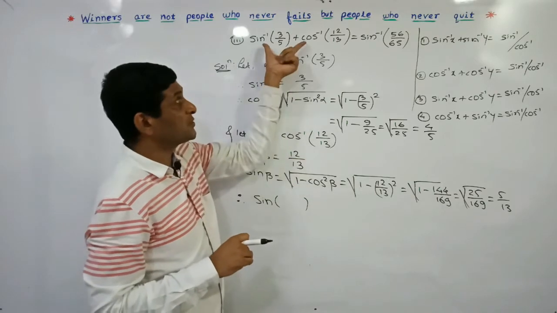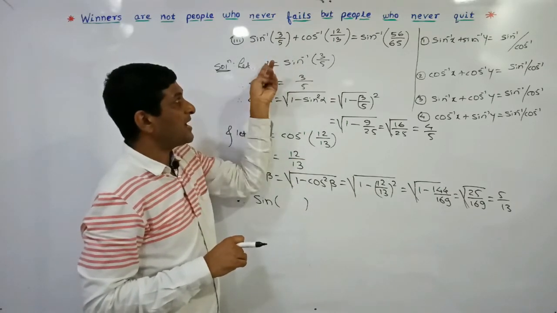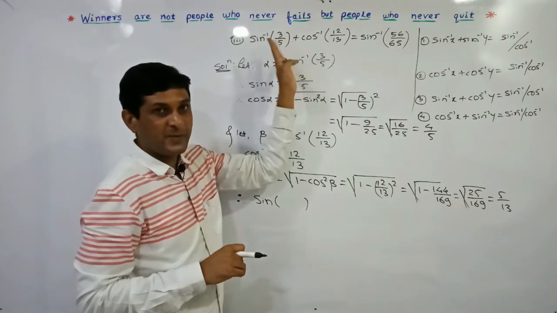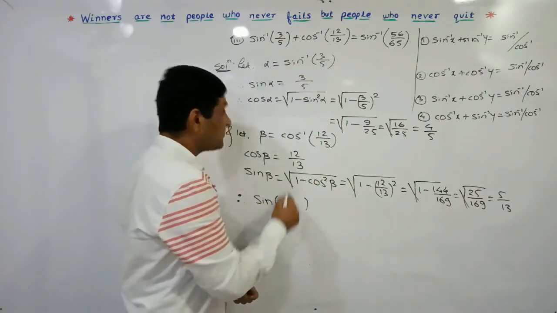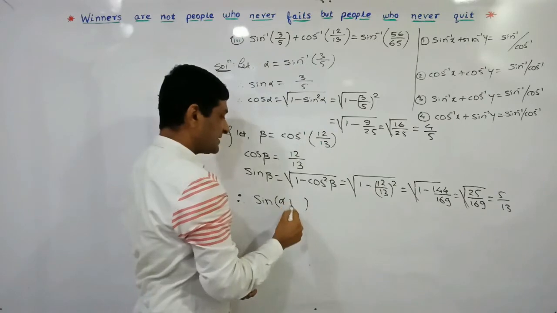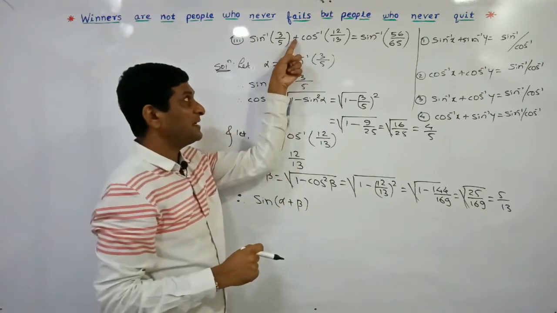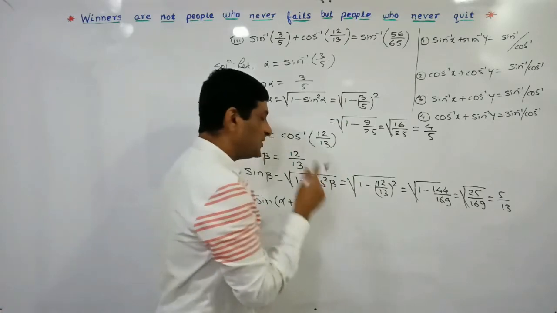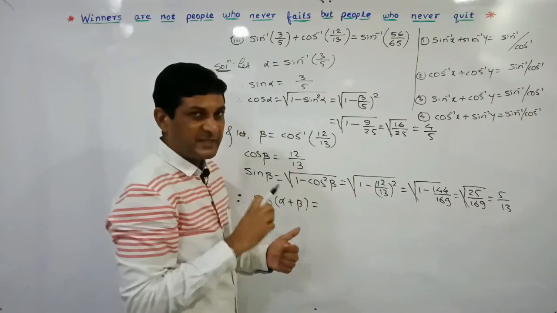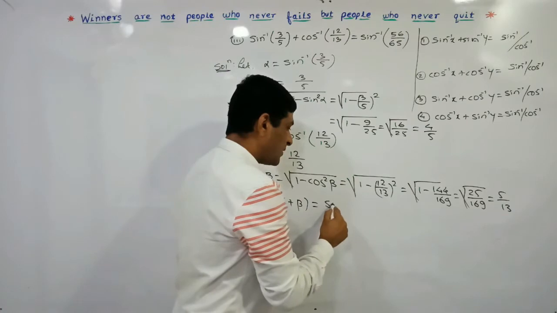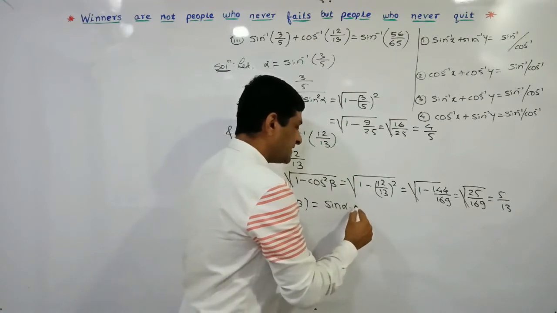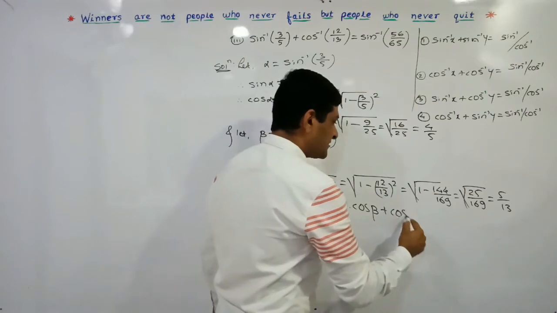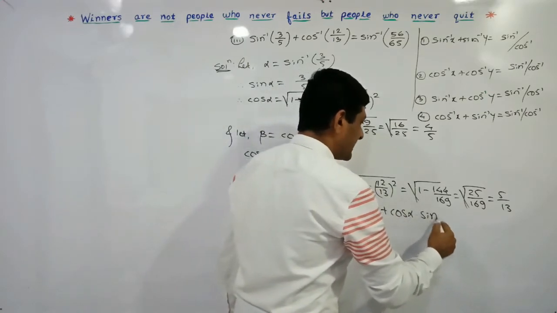So observe the first two terms. This term we have denoted by alpha and this term we have denoted by beta, and both the terms are connected by plus. So here we will get alpha plus beta. अगर यहाँ पे माइनस है तो यहाँ पे भी माइनस लेंगे, getting it? So which is equal to, now we know that sin (alpha plus beta) can be written, according to the compound angle formula, as sin alpha into cos beta plus cos alpha into sin beta.